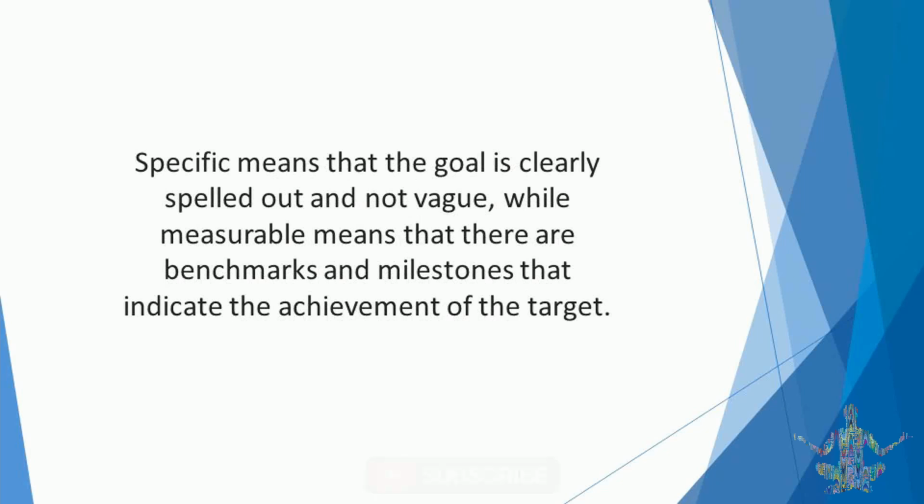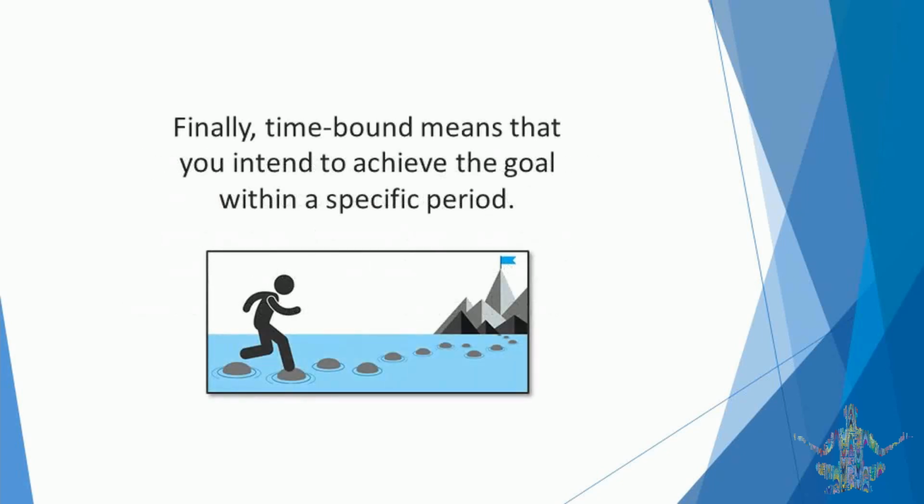Specific means that the goal is clearly spelled out and not vague, while measurable means that there are benchmarks and milestones that indicate the achievement of the target. Achievable means that the goal is realistic, while relevant means that the target is connected to meaningfulness. Finally, time-bound means that you intend to achieve the goal within a specific period.